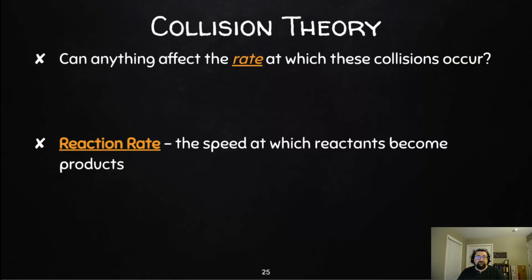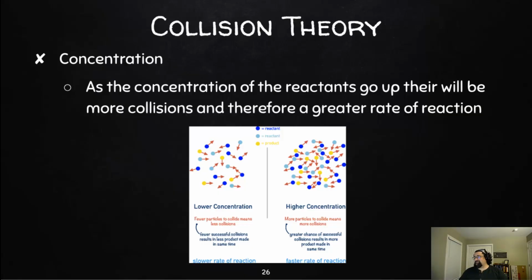And we're talking about collisions. So what we're really asking ourselves is, how can we make more collisions with more energy? There are more than two things, but right now we're going to look at two. The first thing is kind of simple. Concentration. What if we just increase the number? As the concentration of the reactants goes up, there's going to be more collisions. The more collisions, the greater the chance of a successful collision, and therefore the faster the rate.